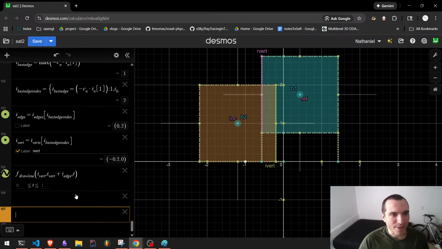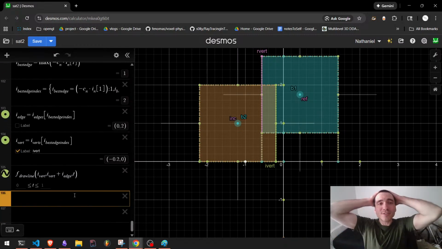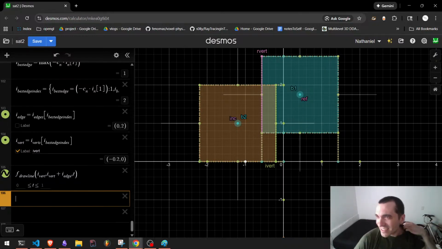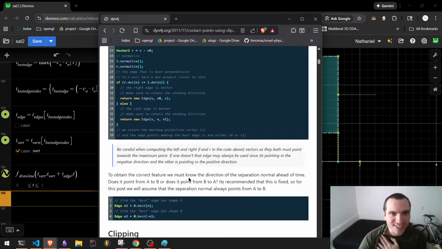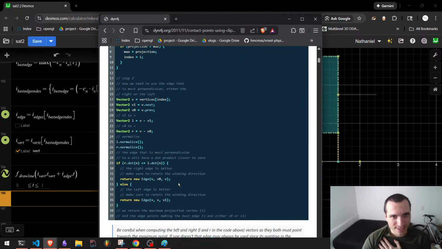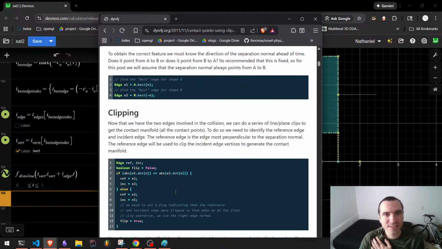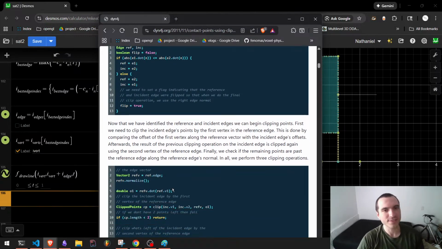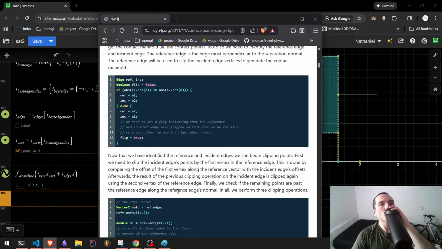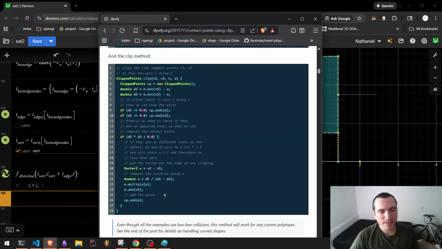And now the next step is just clipping. So in order to do this, let's check out this article again. Contact points using clipping. An article from 2011. Imagine that. But it does it in a similar process. We aren't using arbitrary edge polygons. We're just using squares, so this is going to be simpler for us. But the same concept applies. I've linked it in the description of this video. But this is what we care about right here. This is how we get the clipped points.